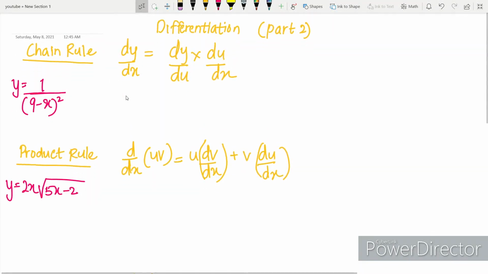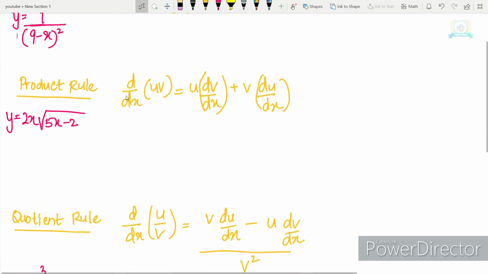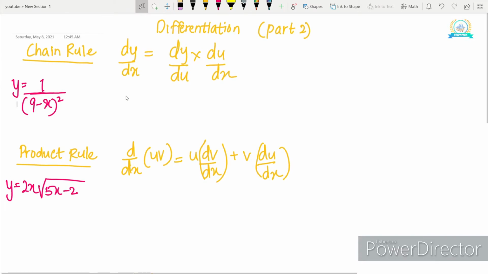Okay, so I'm here with the second video of differentiation, which will explain the chain rule, product rule, and the quotient rule. Three main important parts of the concept of differentiation.